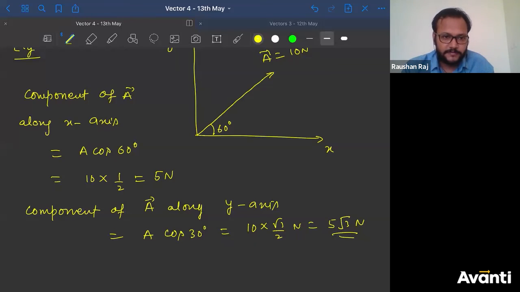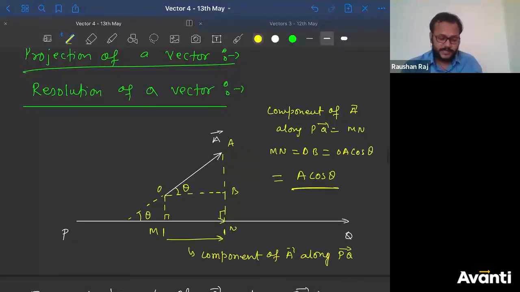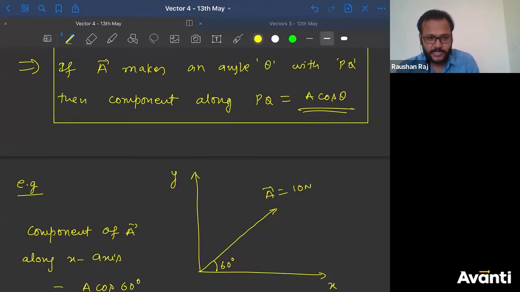ठीक है? Can we say projection of A along PQ is the component? Yeah, correct है, no problem. वही बोलते हैं ना, इसलिए मैंने तीनों सेम नाम लिया ना. ठीक है? बोल सकते हो, विकास, you can say that. तो component का मीनिंग समझ में आया बच्चा लोग? How we are going to find the component? A cos theta. What is A? Magnitude of the vector. What is theta? Angle made by the vector with the line along which we are going to find the component.